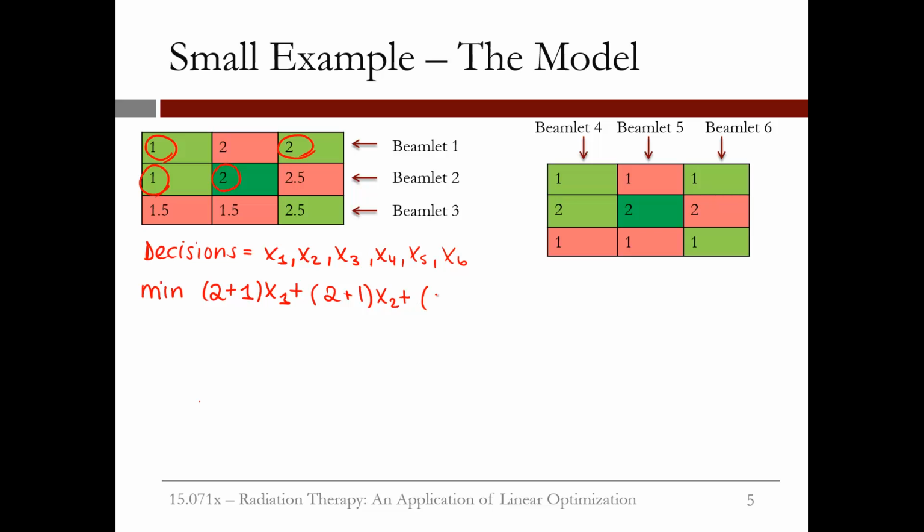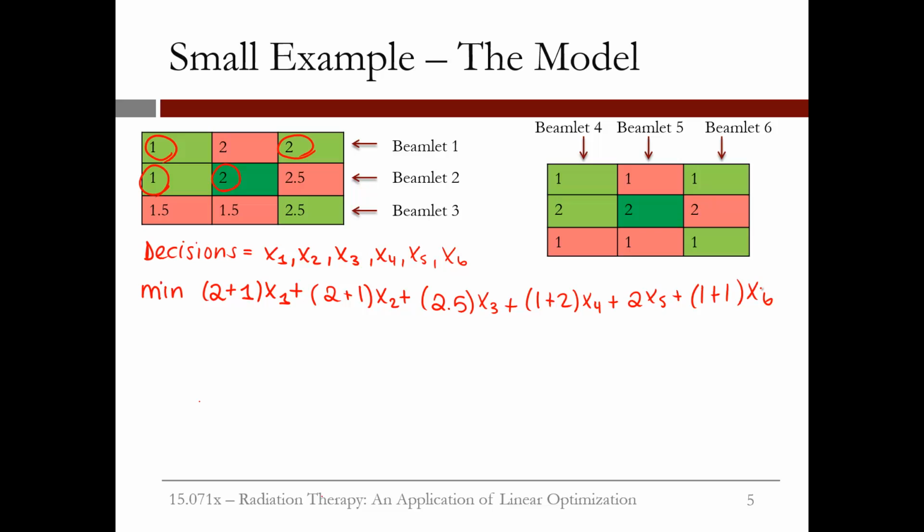We can continue in this way, adding up the total dose that each of the beamlets will give to healthy tissue. And finally, beamlet 6, 1 plus 1 times x6.